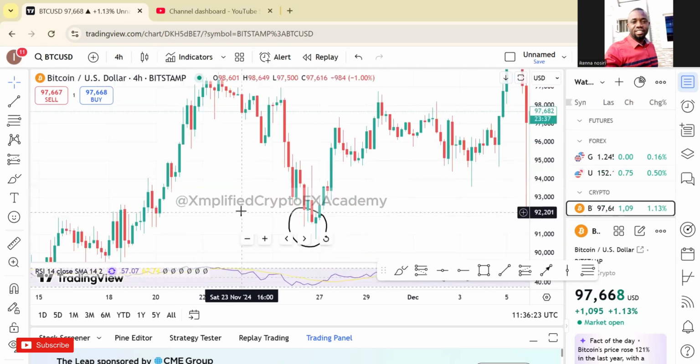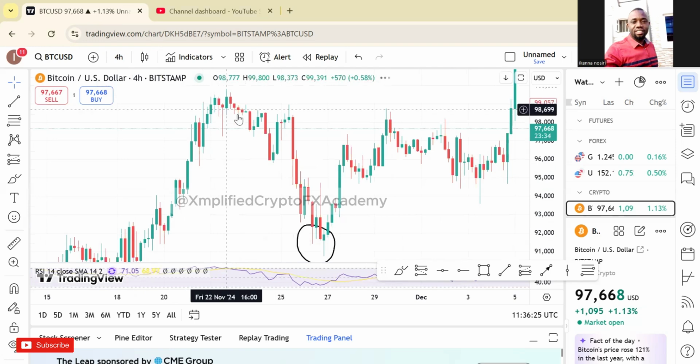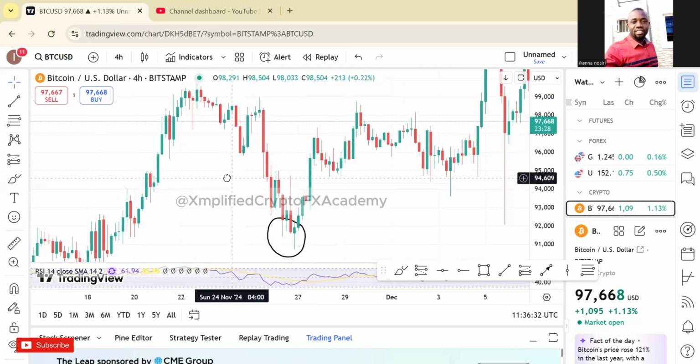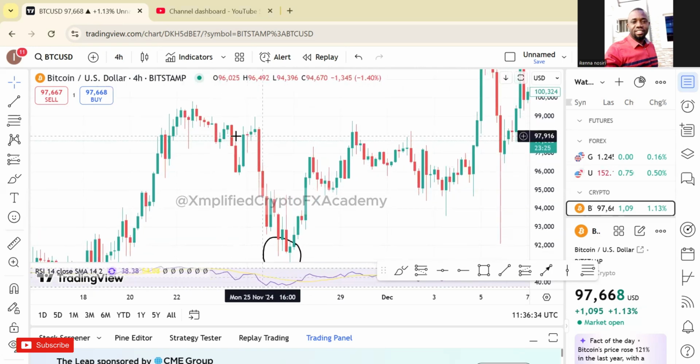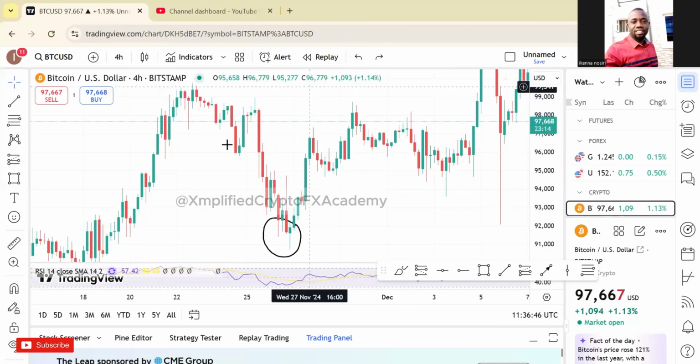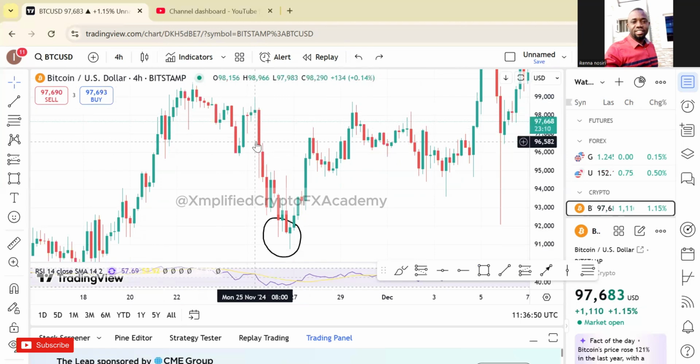Don't just buy immediately. Remember that the market was a little bit steady here. Look at it before, from here to here, it didn't make much move before it then dropped. It gave us a very strong bearish candle here. And this is for 4 hours.